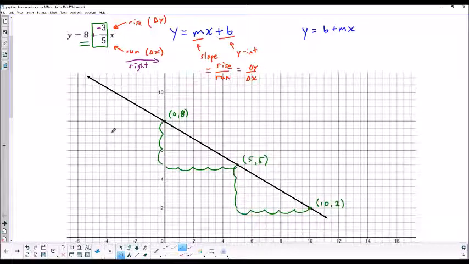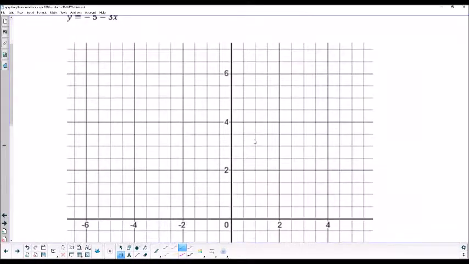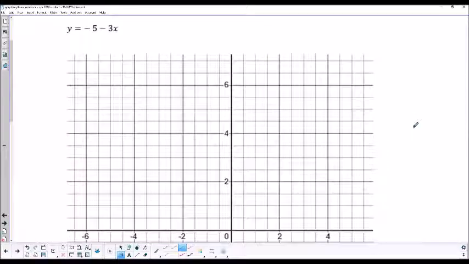Okay, I'm going to speed things up a little bit here. We're going to go to the next example. We're starting with y equals negative 5 minus 3x. And so now, of course, we still know that this is y equals b plus mx. The slope here is negative 3. That's m. And the y-intercept, the b, is negative 5.